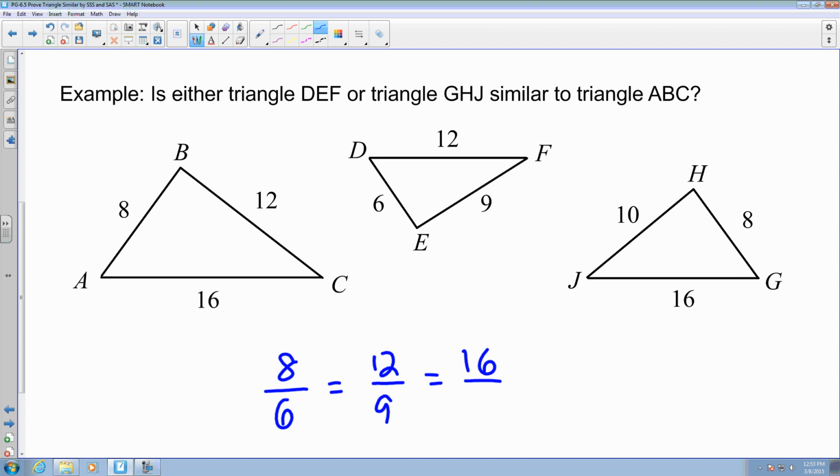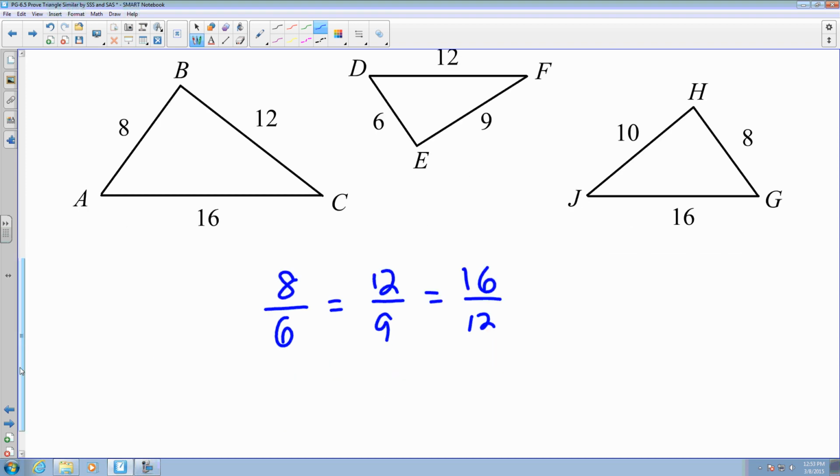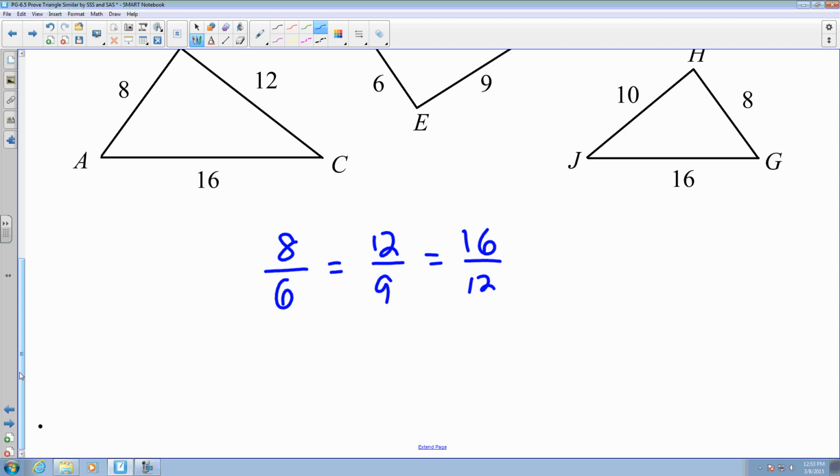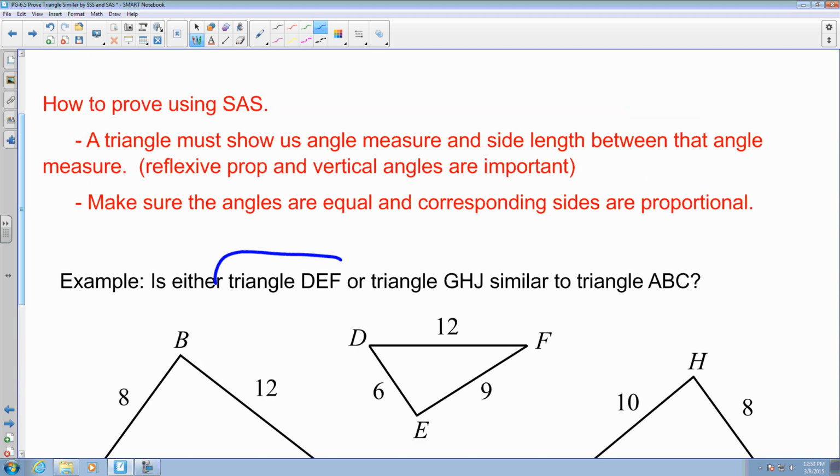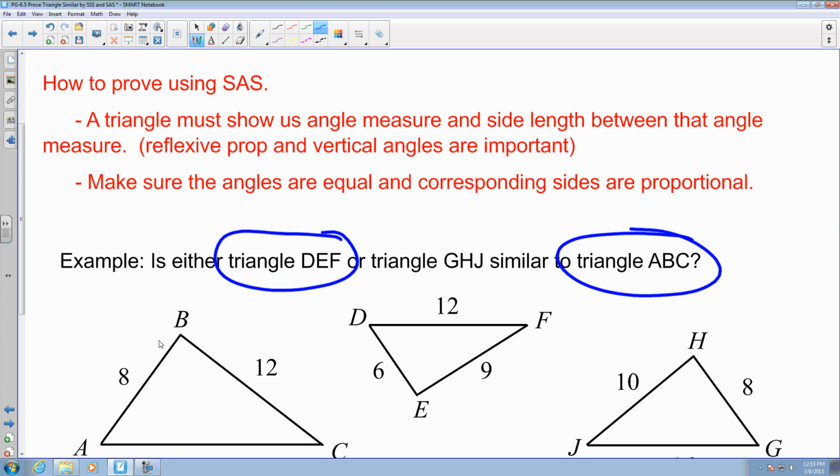And then finally, first and third, it is AC, and DF is first and third, so I've got to say that this is 12. So now what I get to do is reduce them. So 8 over 6 in lowest terms is 4/3. 12 over 9 is 4/3. And 16 over 12 is 4/3. So since they're all proportional, I can say that triangle DEF is similar to triangle ABC.